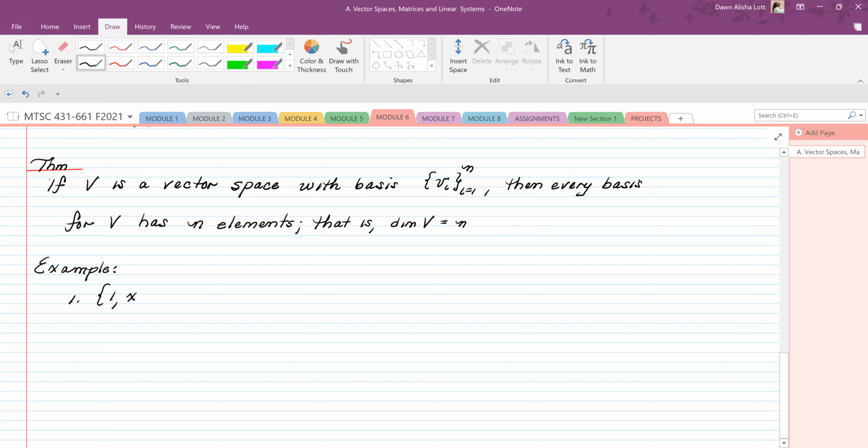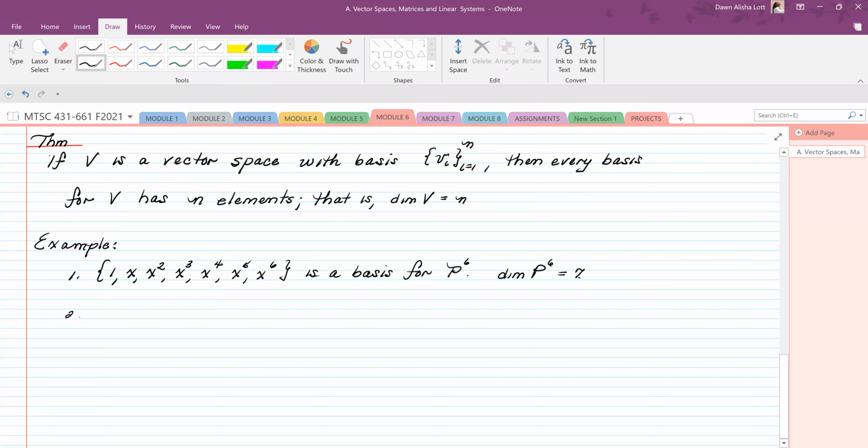The set 1, x squared, x cubed, x to the 4th, x to the 5th, x to the 6th is a basis for P6. The dimension of P6 is 7. Okay.